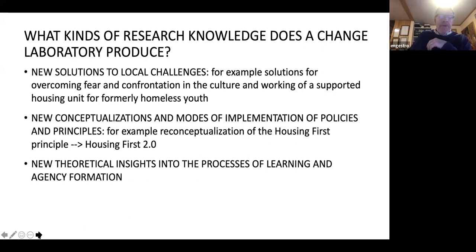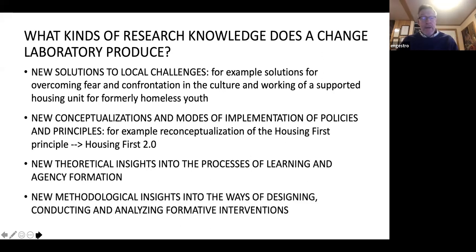Then obviously new theoretical insights into the processes of learning and agency formation. That's obvious. It is, after all, research on learning and agency. And finally, new methodological insights into the ways of designing, conducting, and analyzing formative interventions.